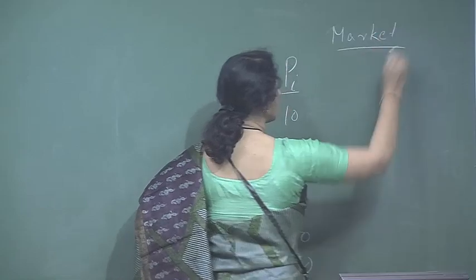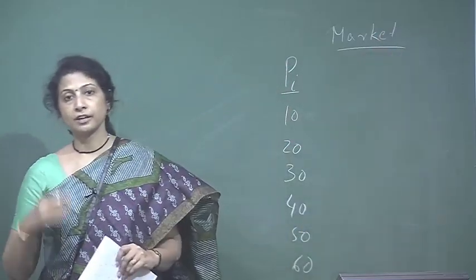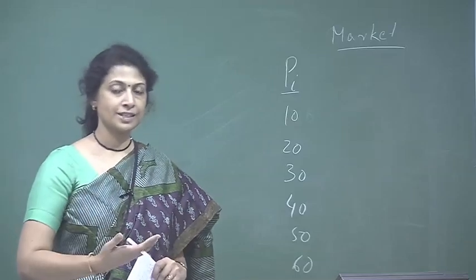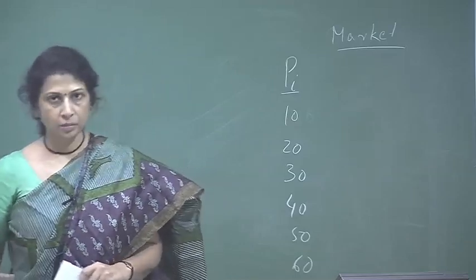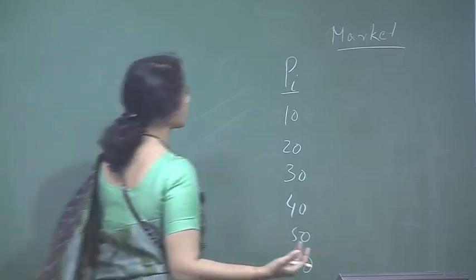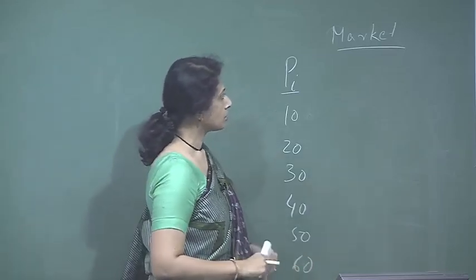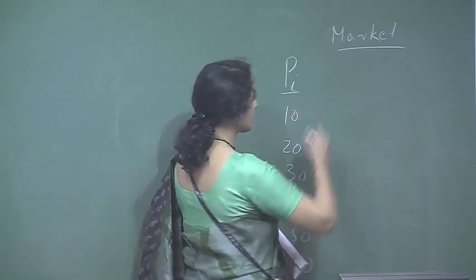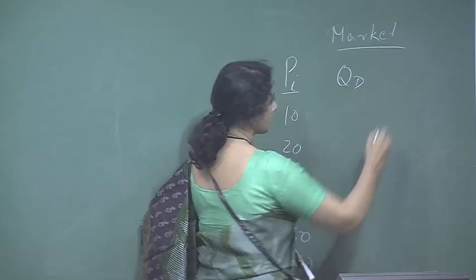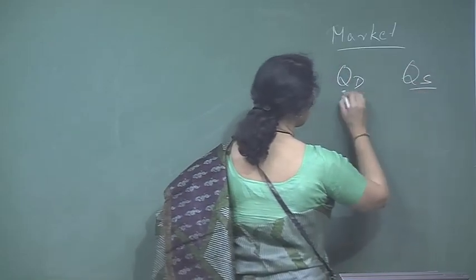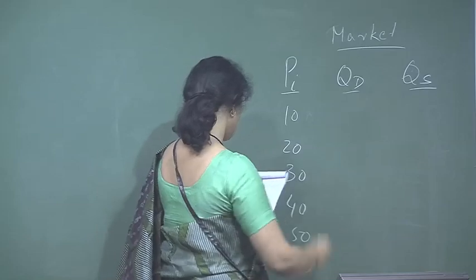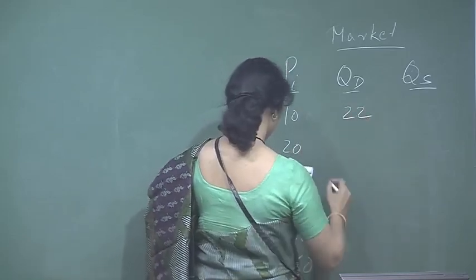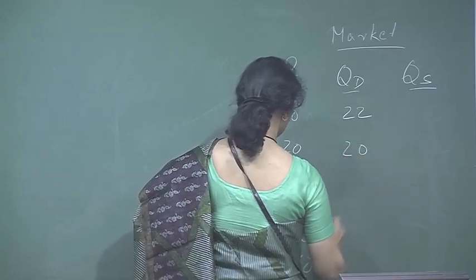market. So we are no longer drawing an individual demand or supply curve. It's not that there is a single person coming to a single supplier. There are a whole lot of suppliers and a whole lot of consumers in the market. So this is the equilibrium in the market. In the market, this is the demand curve and this is the supply curve.